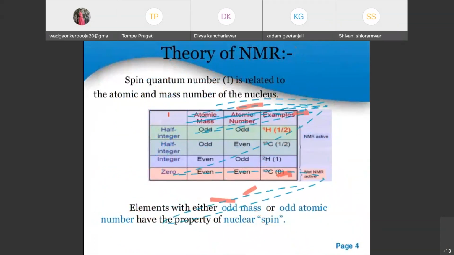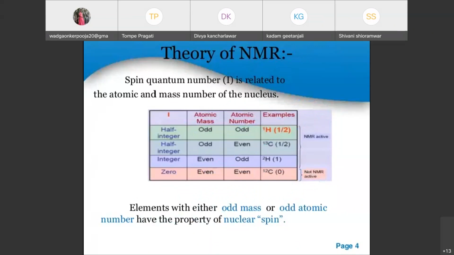So, number of protons and number of neutrons for H12. Here, the number of neutrons is equal to 1 and the number of protons is also equal to 1. So for H12, number of neutrons is 1 and number of protons is 1. What does it mean? It means it has what type of nuclei, odd type of nuclei. It is NMR active or NMR inactive?